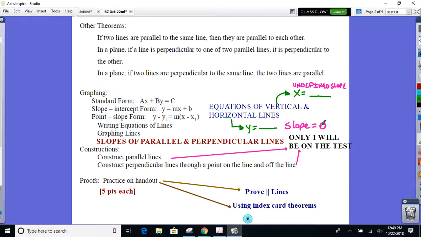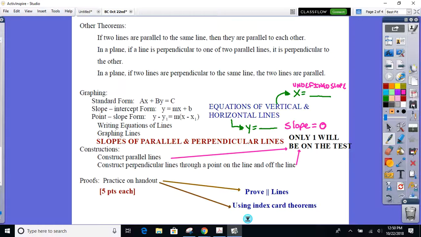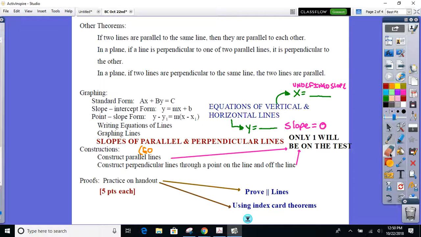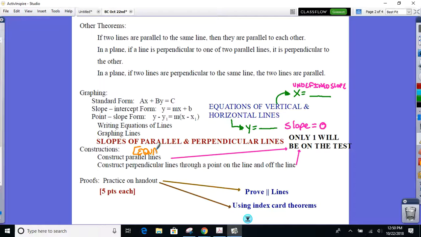Also add in under graphing, make sure you know the slopes of parallel and perpendicular lines and how they relate. Slopes of parallel lines are what? If you have two lines that are parallel, what about their slopes? Equal, yep. And how about two perpendicular lines? The slopes are negative reciprocals.